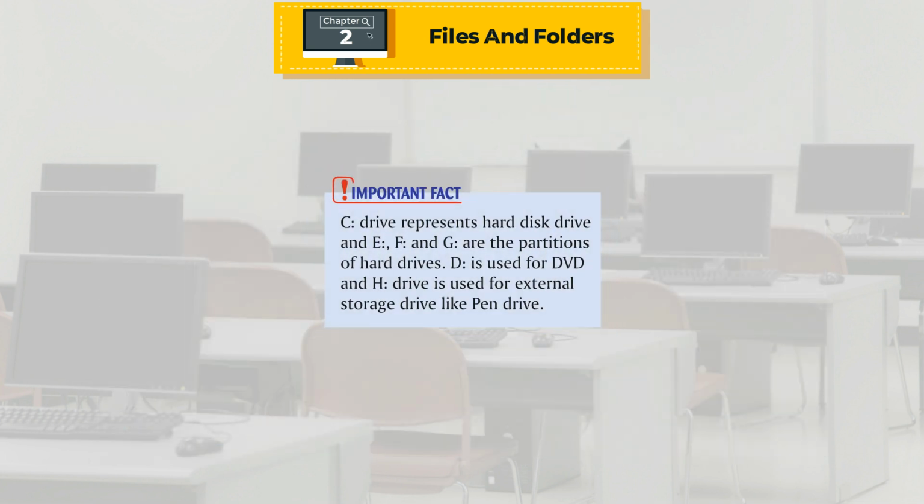Important fact: C drive represents the hard disk drive and E, F and G are the partitions of the hard drive. D is used for DVD and H drive is used for an external storage drive like a pen drive.